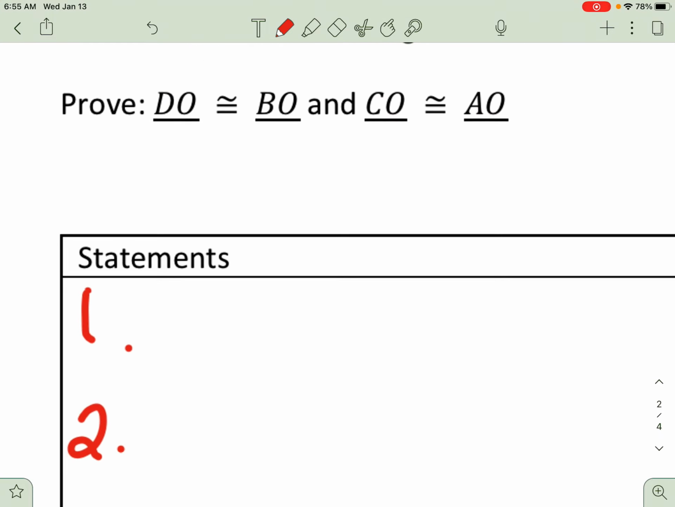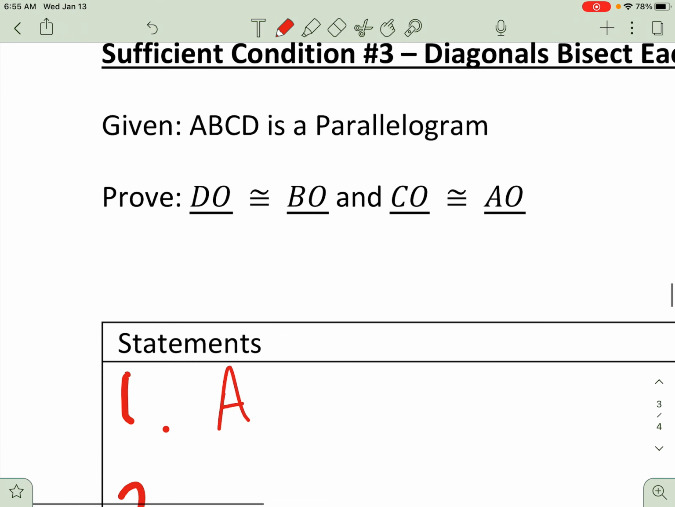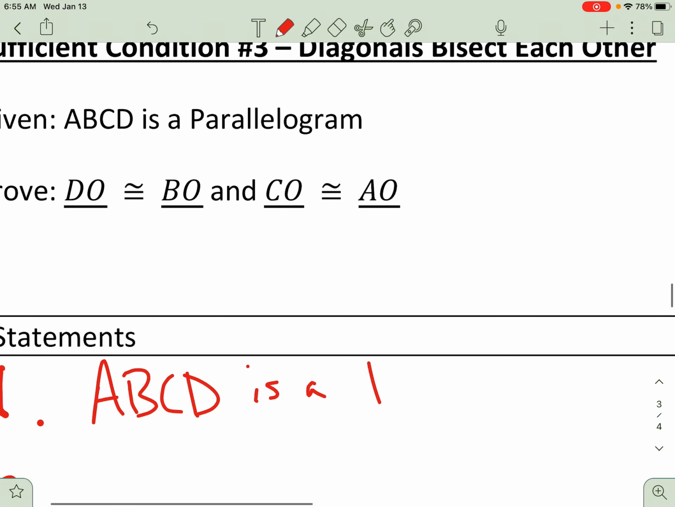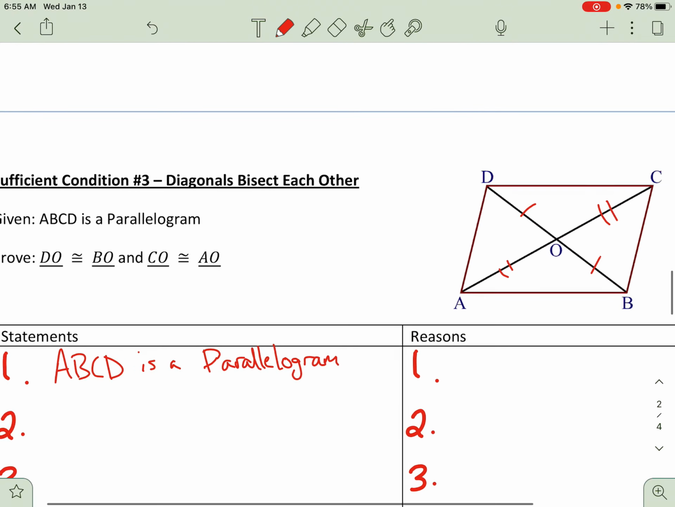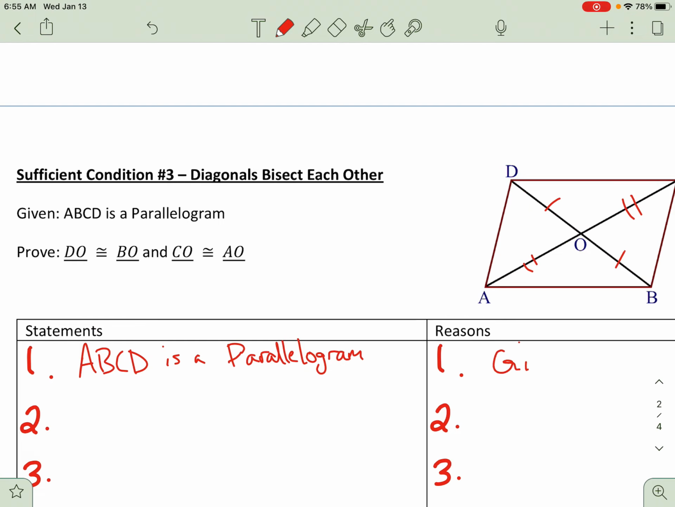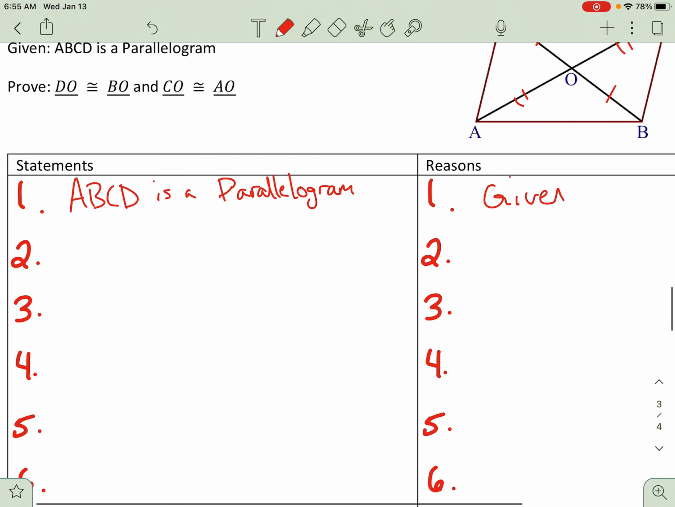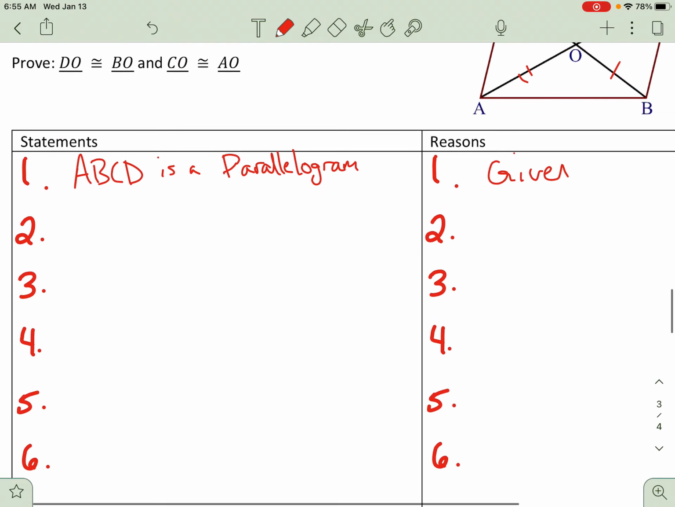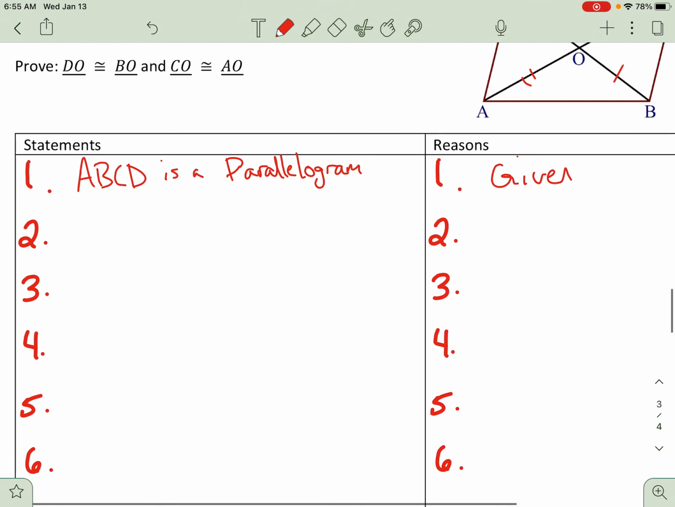So again, state your given, which in this case is ABCD is a parallelogram. That's our given. It's up above, so we're always going to state that. And what we want to prove is that the diagonals bisect each other, or that they're congruent. And this happens to be 6 steps. Not that you would know that per se, but just writing it down.